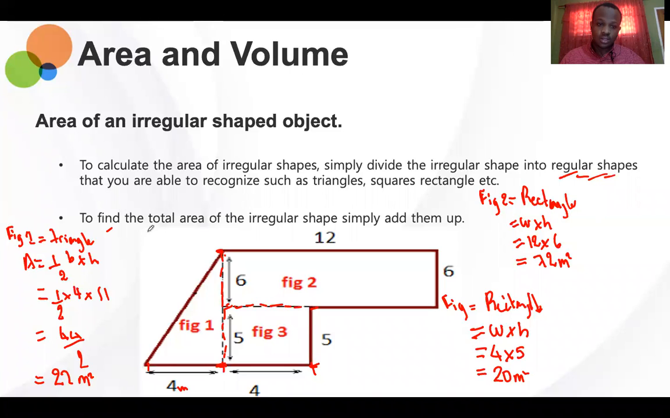So to find the total area of the irregular shape, we simply add them up, right? That would be, let's start from figure 1. Total area.